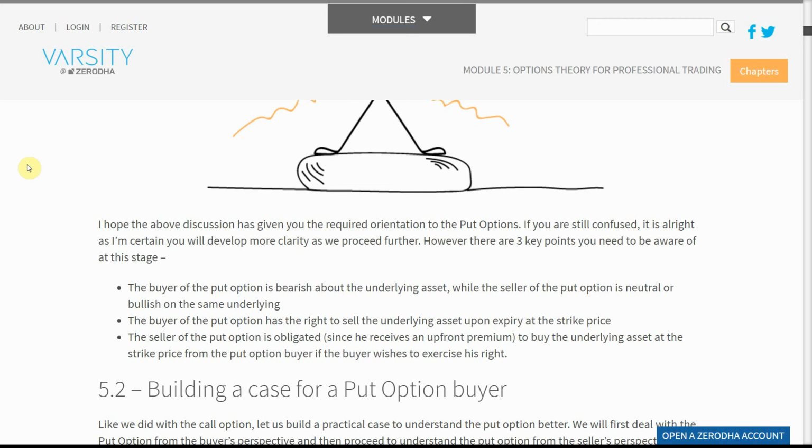However, there are 3 key points you need to be aware of at this stage. The buyer of the put option is bearish about the underlying asset, while the seller of the put option is neutral or bullish on the same underlying. The buyer of the put option has the right to sell the underlying asset upon expiry at the strike price. The seller of the put option is obligated, since he receives an upfront premium, to buy the underlying asset at the strike price from the put option buyer if the buyer wishes to exercise his right.